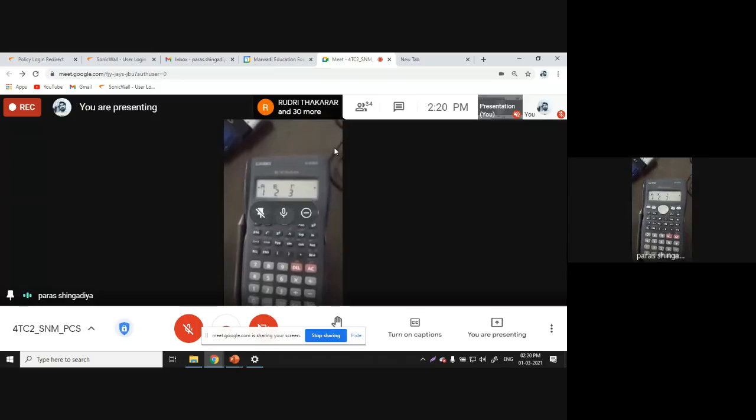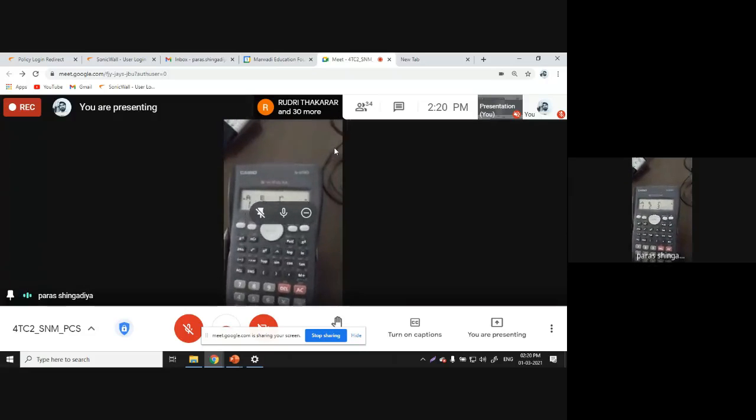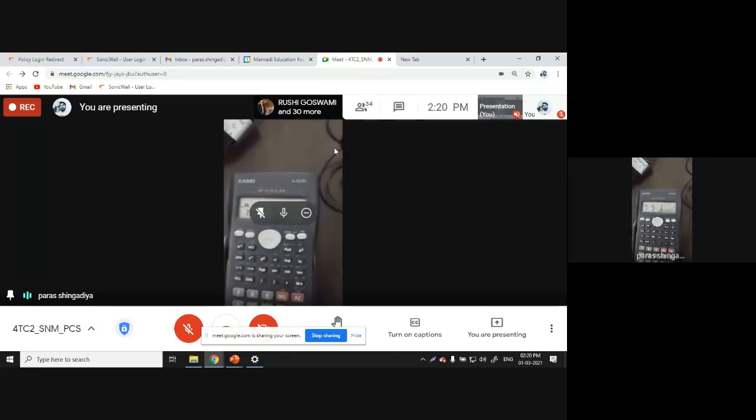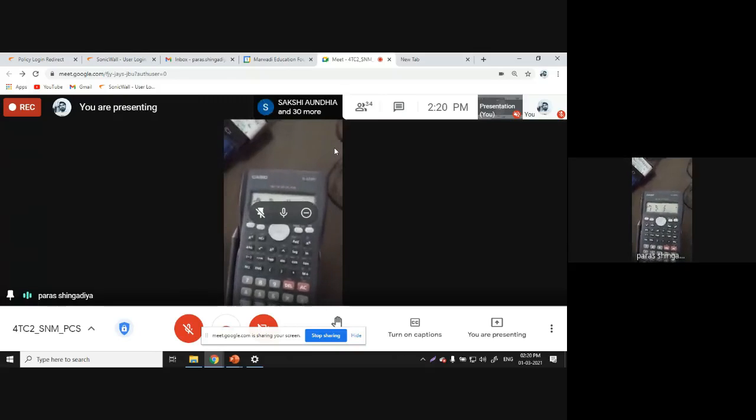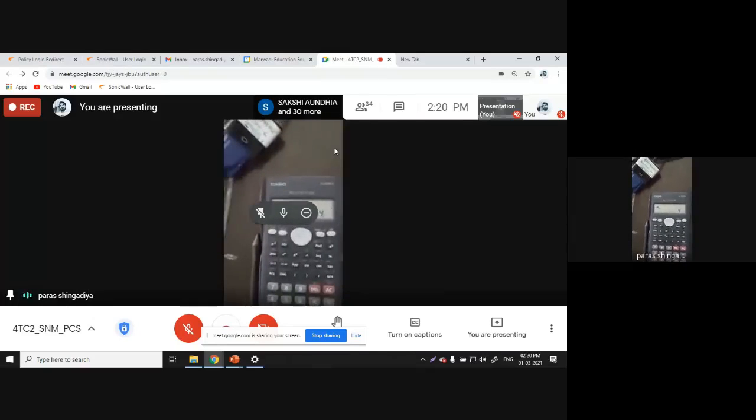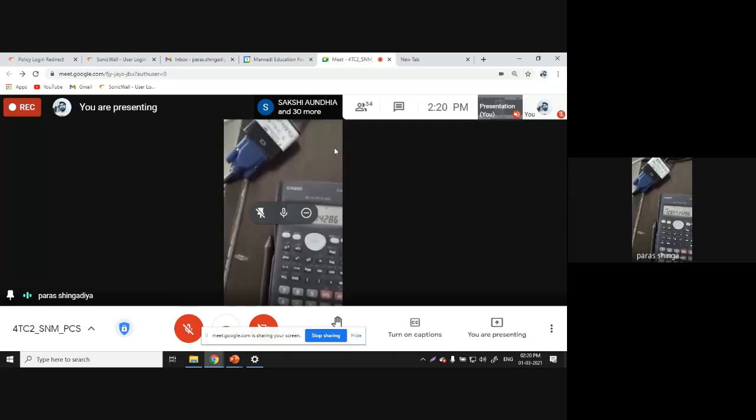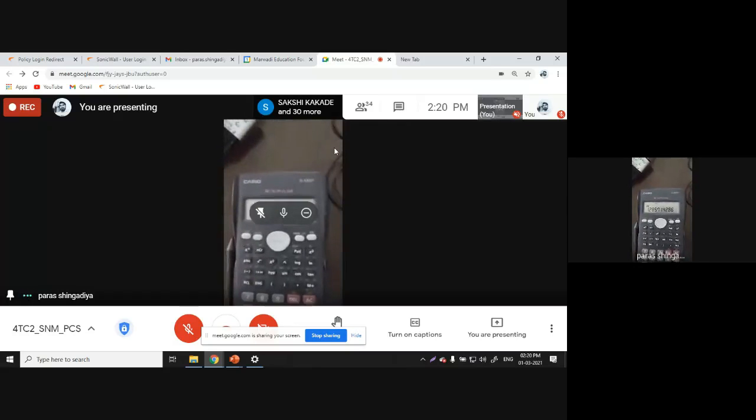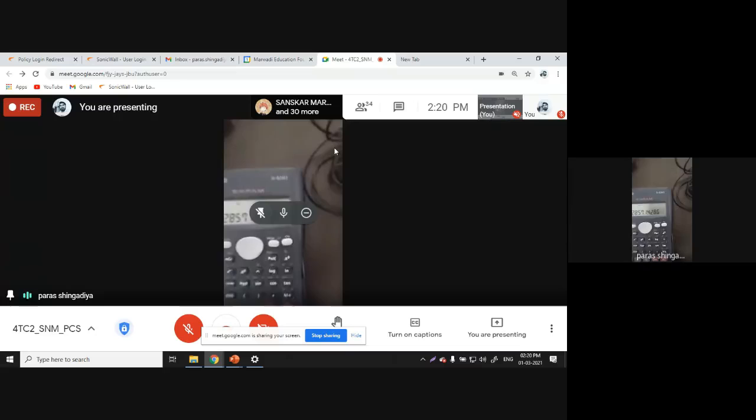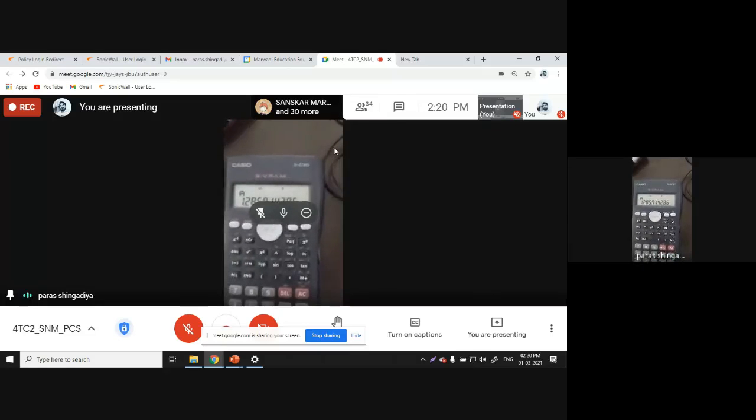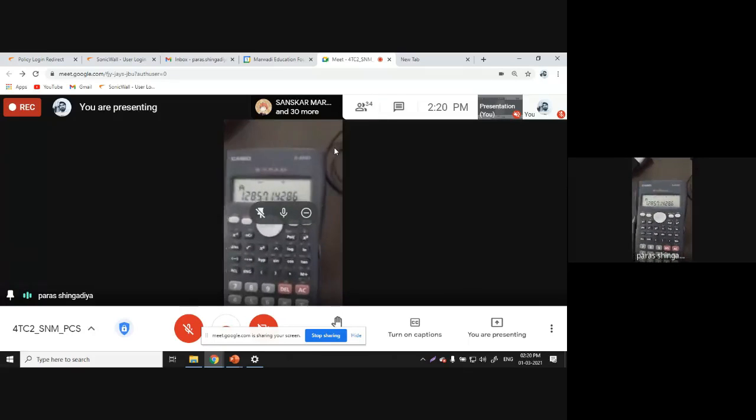That is our answer. And what is for A? That is 1. So press 1 and then press equal to define A. So the answer is 1.2857. Okay, 1.2857. That is the answer of A. Clear? And then repeat the process to find B.